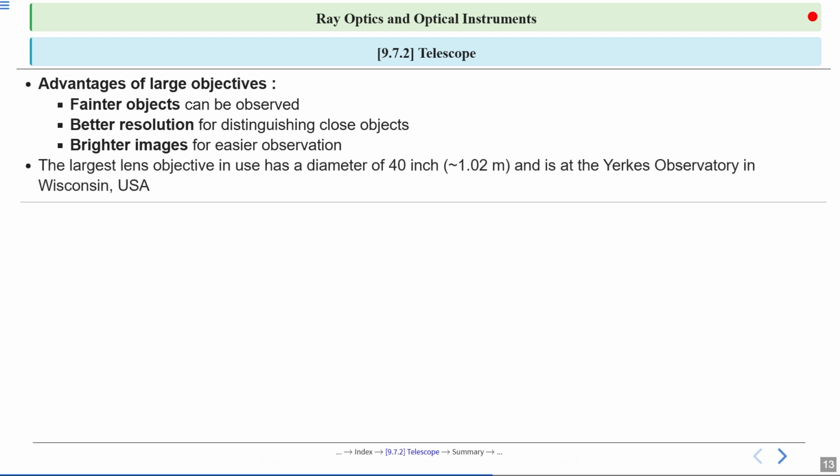Finally, let's look at an interesting fact. The largest lens objective in use today has a diameter of 40 inches, or about 1.02 meters, and is located at the Yerkes Observatory in Wisconsin, USA. This highlights the scale and capabilities of modern telescopes. So this is the largest refracting type telescope.